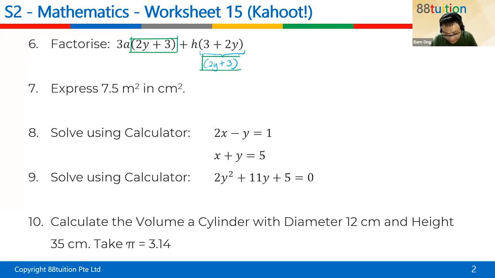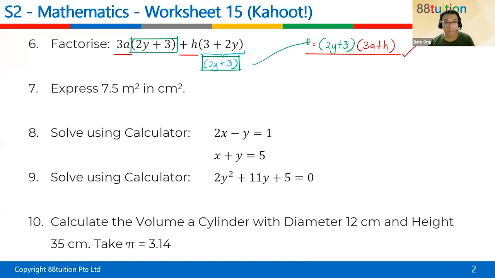Right? Are they the same? Yes. If they are the same, aren't they called common terms? So for a common term, you have to take out one set. Because it's common, the green box is common. And the remainder, 3a plus h, must be put in another bracket. So this is the answer.